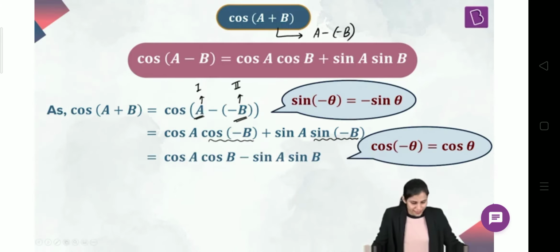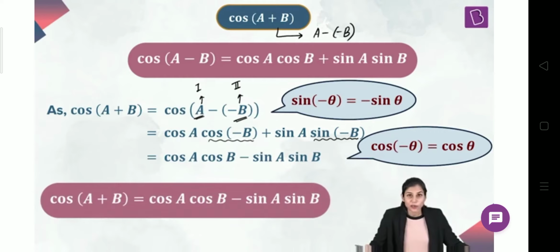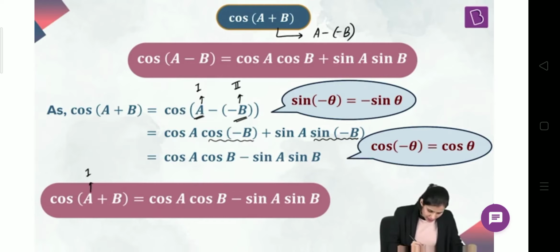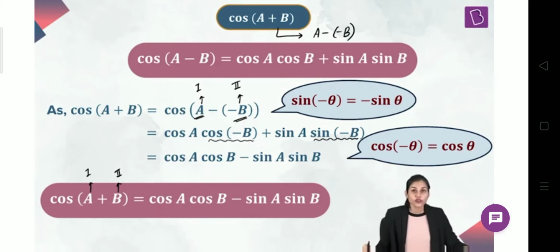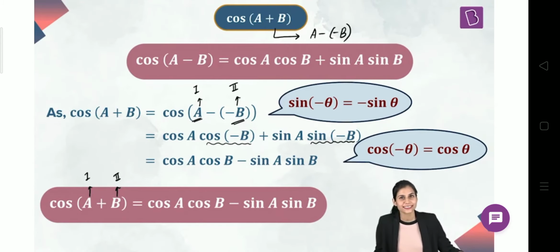Okay, so what do you obtain? That cos of A plus B is equal to cos A cos B minus sin A sin B. An efficient way to learn this is to treat A as the first angle and B as the second. So cos of first plus second is cos of first into cos of second minus sin of first into sin of second. Got it?